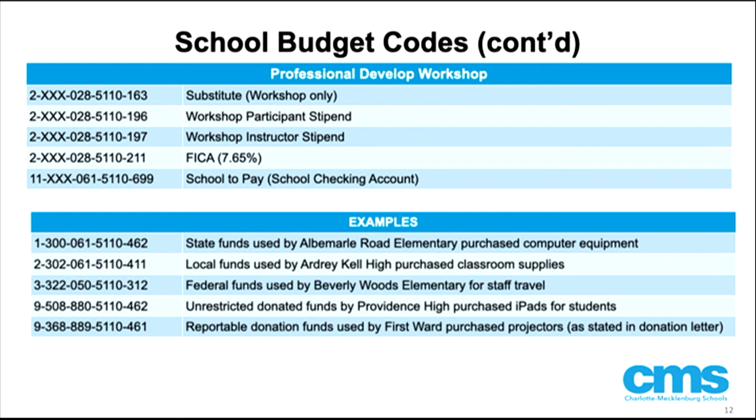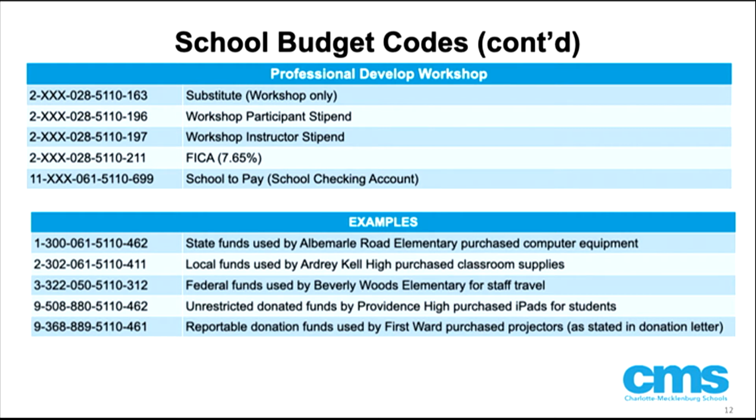Also, professional development. For professional development, you'll need a sub. If you need a sub, your last 3 numbers should end in 163. And then your school may do a workshop for the participants. Those are the individuals that are coming to the workshop. Their number will always end in a 196. The instructor, that's the person that will be teaching that class, will probably end in a 197.